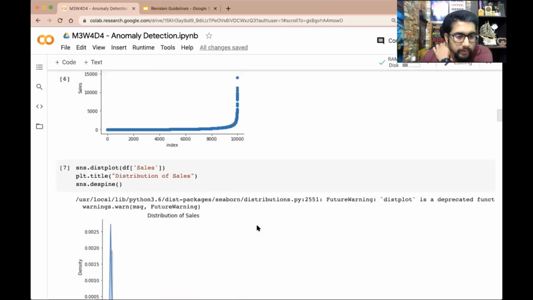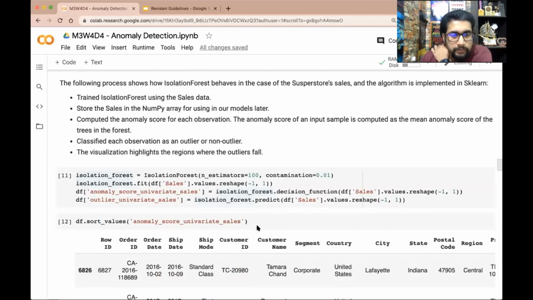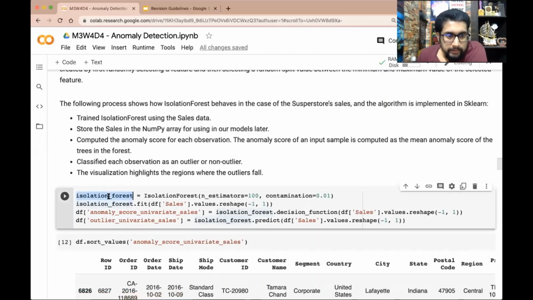So first we will start with a univariate one, so we'll just pass one variable. I have initiated one instance of isolation forest. I have put n_estimators and contamination, two parameters. So here is the interesting part. n_estimators, you know, right? This is nothing but the number of trees that you want it to construct.